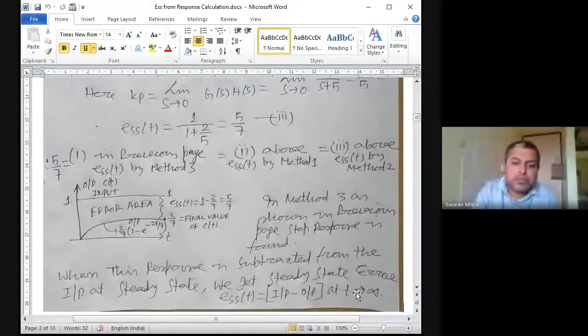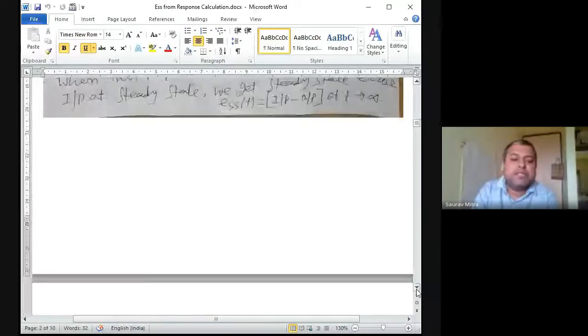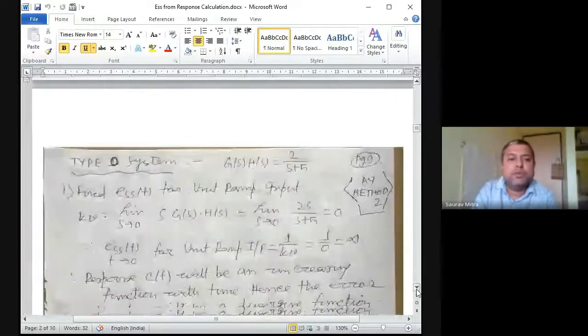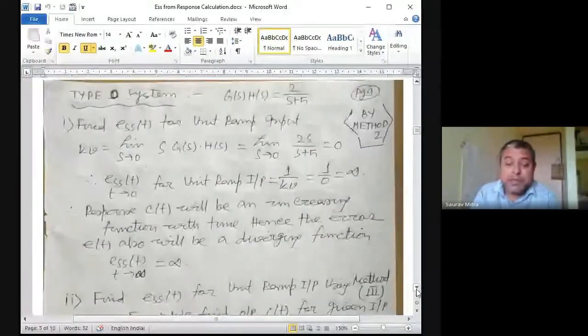That is, input also has to go to infinity, output also has to go to infinity, and then we can find what the steady state error is. So all these notes are given to you. Now, the same type 0 system, and to tell you about the type 2 system, I could not show you that day. That's also a very interesting set of output.